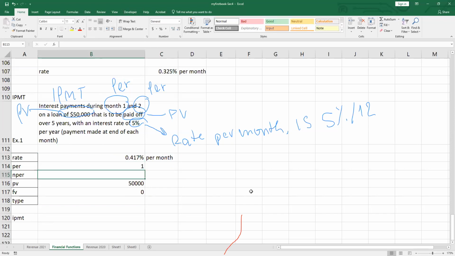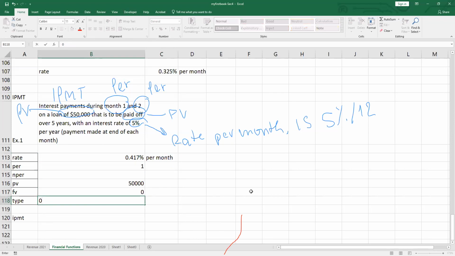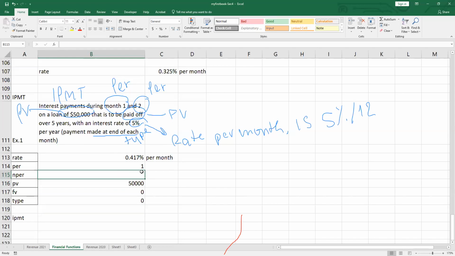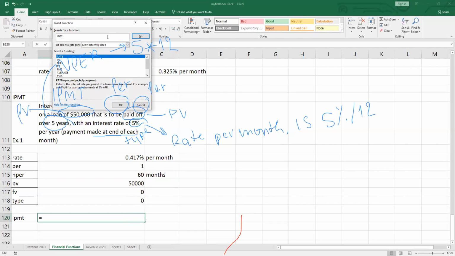Okay, so the next one: we said that payment is made at the end of each month, so type is zero. For the number of periods here, we say that we want to pay it off over 5 years. That means number of periods is 5 × 12, because we want to make it as number of months. Now we get all of the arguments already. I start calculating IPMT. So when I calculate IPMT, I get the answer like this.